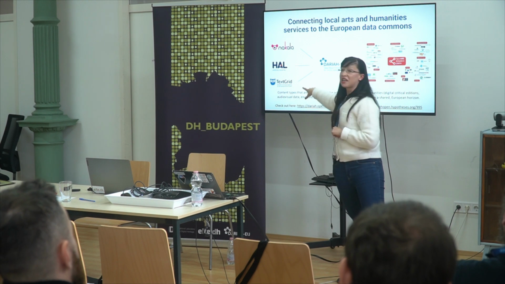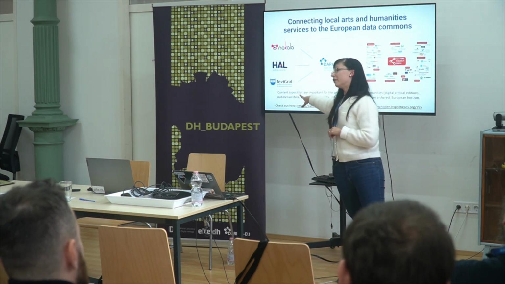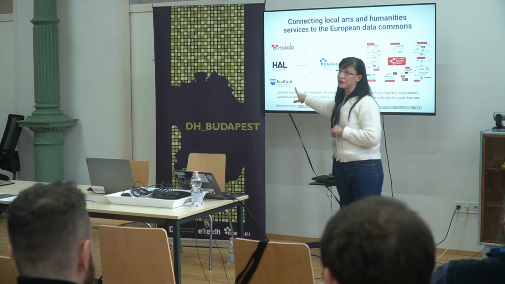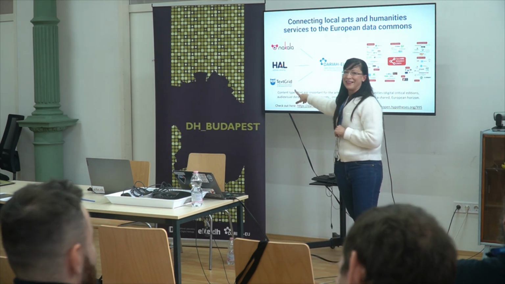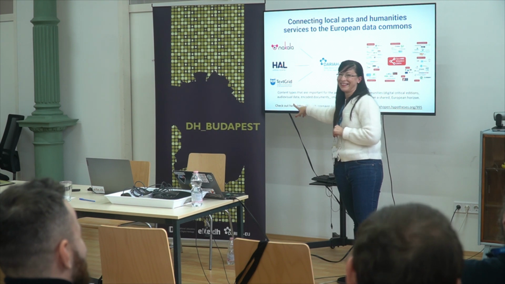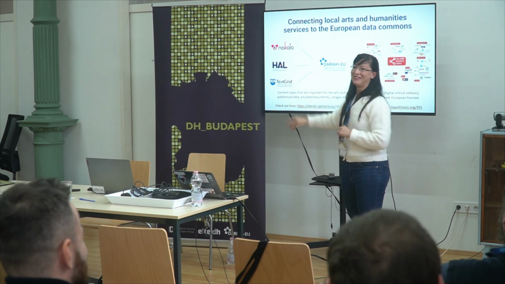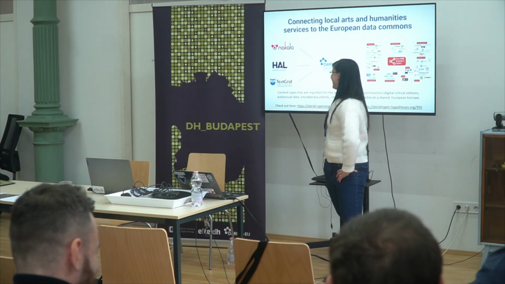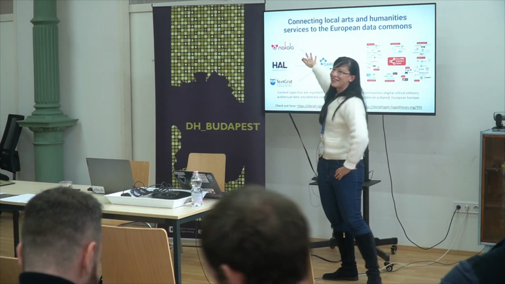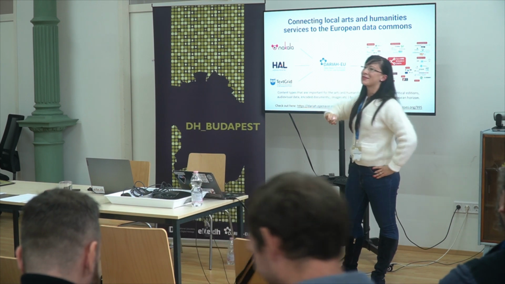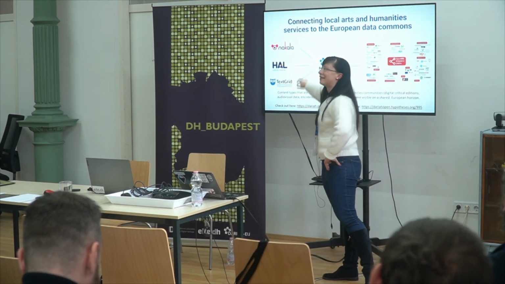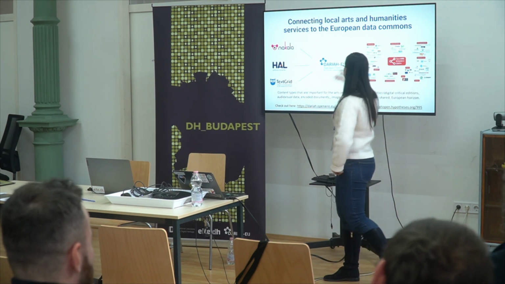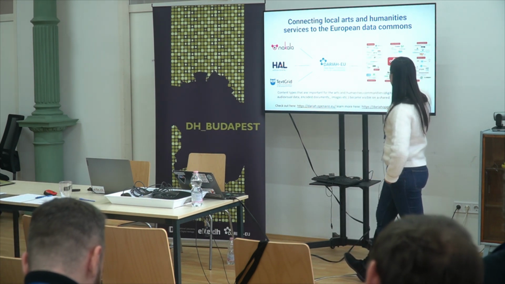So what you can see here, TextGrid, it's a very TEI-oriented repository for digital critical editions. What? I'm looking forward to the Q&A. Yeah, or Nakala, which is a French data repository for social science and humanities, or HAL, which is a preprint repository for arts and humanities. And we integrated these with the Open Research Graph.